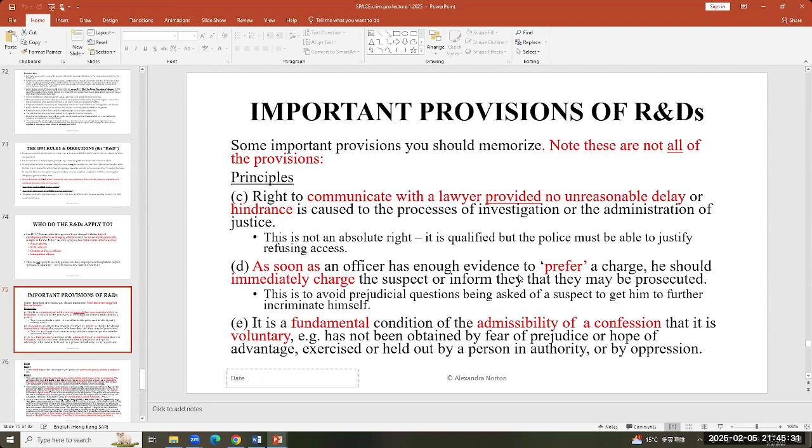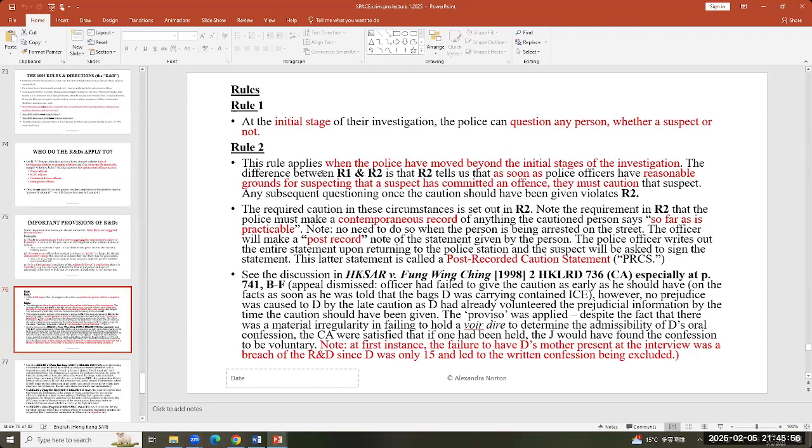And when they're being charged, they have to be cautioned as well. And it's only in very specific situations that when a suspect has been charged, the police can continue to question them. Basically, to clarify an ambiguity, they can ask them additional questions after the charge. Principle E, you know about already, relating to the voluntariness of the confession. So I've just set out for you here key provisions of the rules and directions.